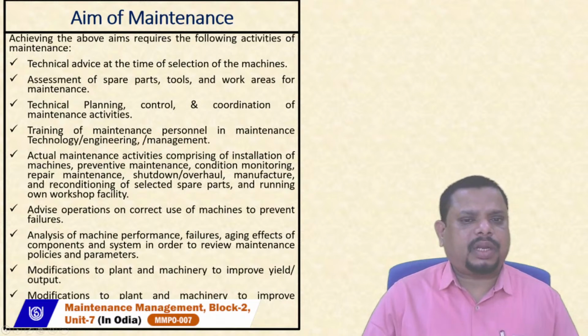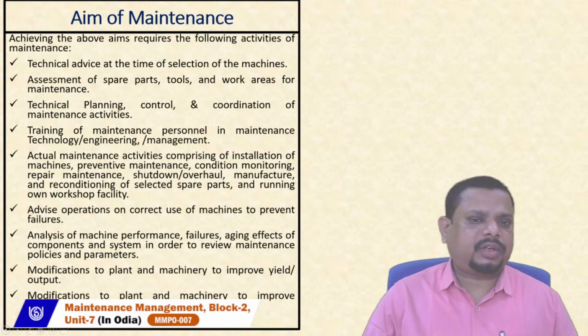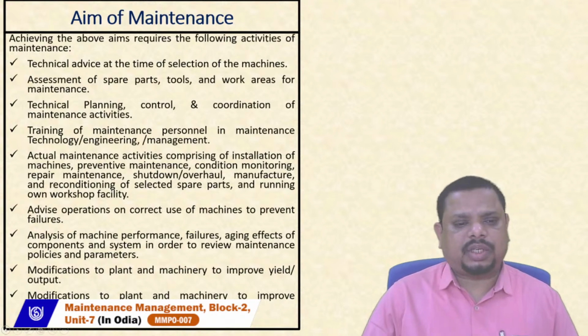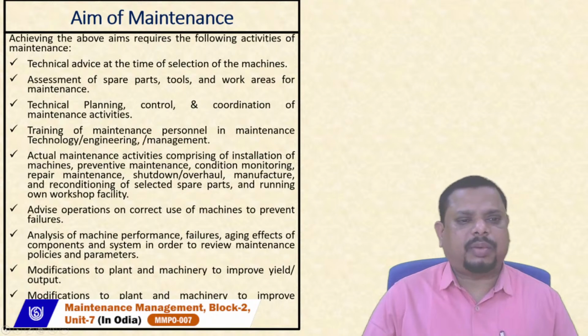So that panel judgment is provided, and depending upon the panel judgment, they will go for selection of machines. Here, in the selection of machines, the cost is also an important part. Moving to the next one, point number two: assessment of spare parts, store, and work areas for the maintenance.